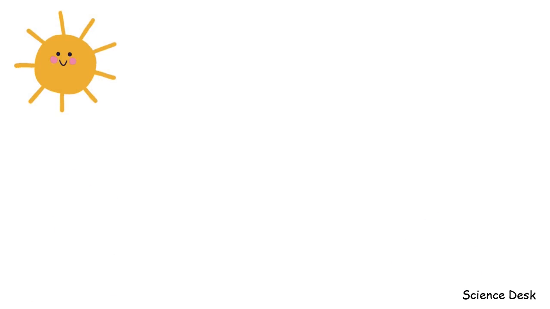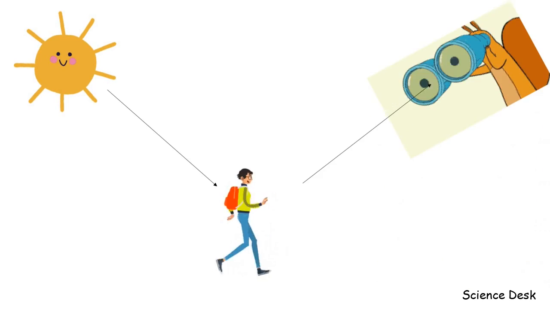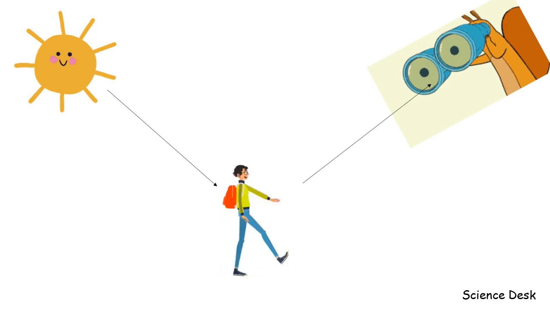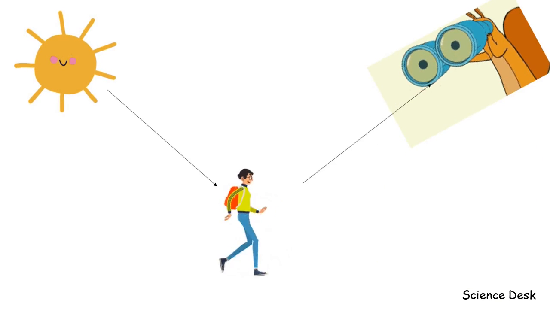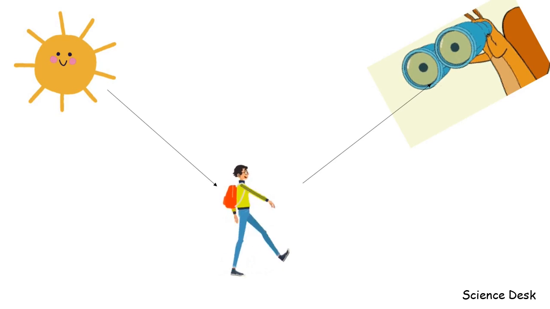Yes, because the light ray from the sun, which is a luminous object, will be incident on him. Since he is an opaque object, he will reflect some of this light, and this reflected light enables us to see the object.